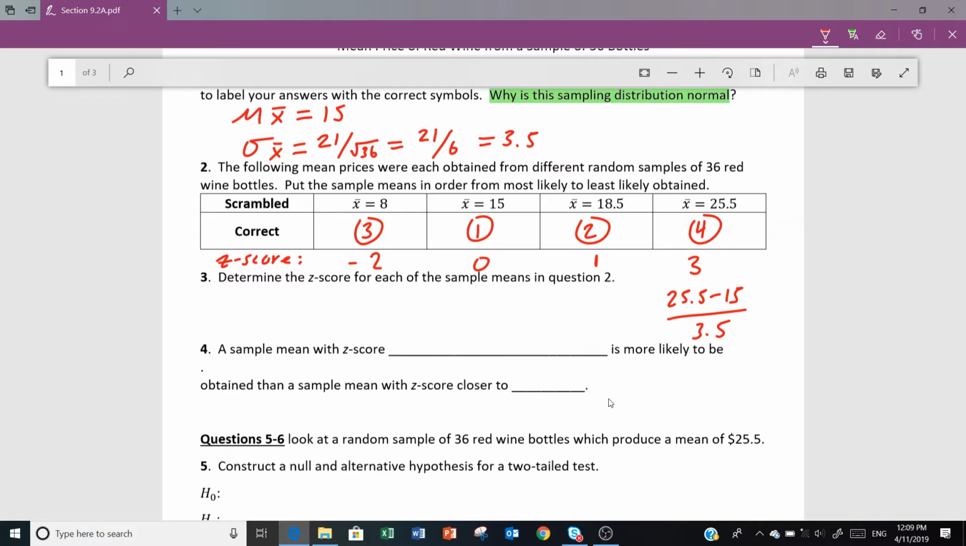Sure. Okay, my bad. Erica caught my mistake. This should be further. I changed it. That would be kind of important.